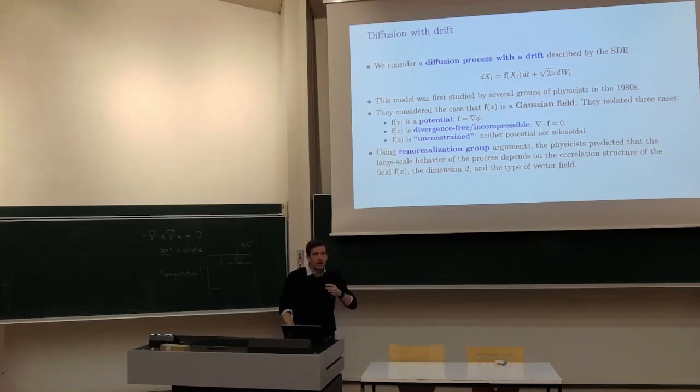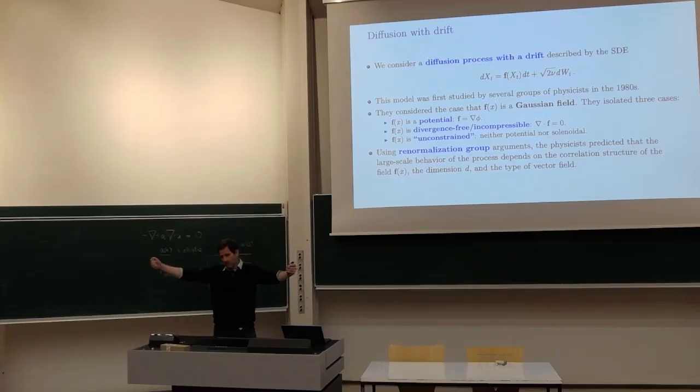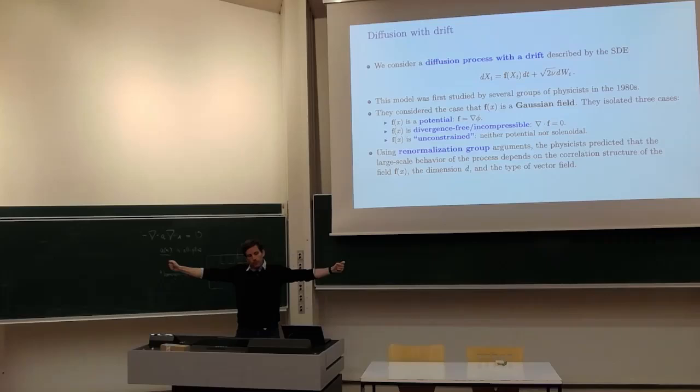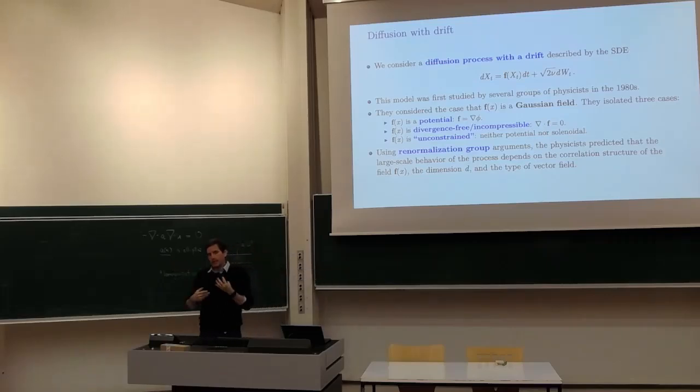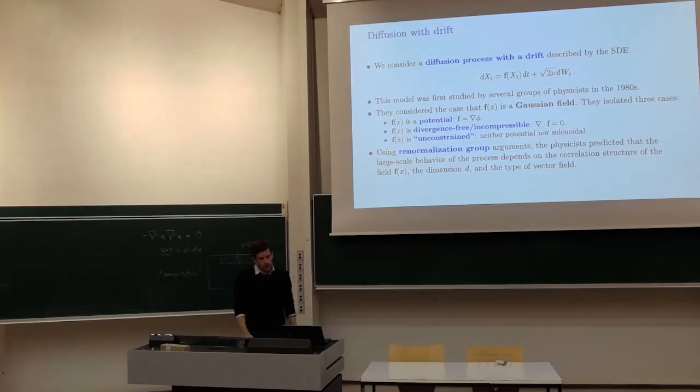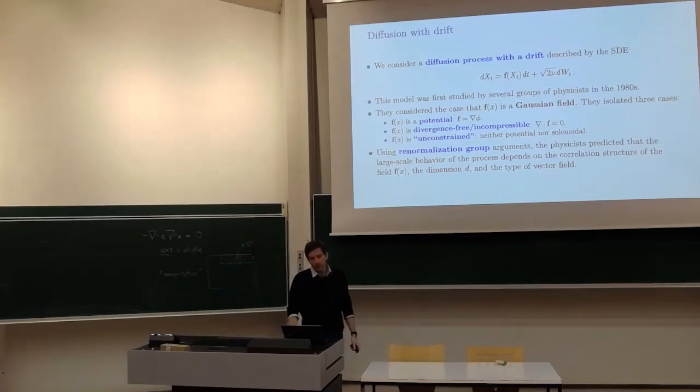What really matters is how the correlations of the f decay. So if you look at f at x and f at y, how correlated are they when x and y are going apart? And that's just another way to say, what is the size of the low Fourier modes? Like how strong are the large wavelengths in the problem?